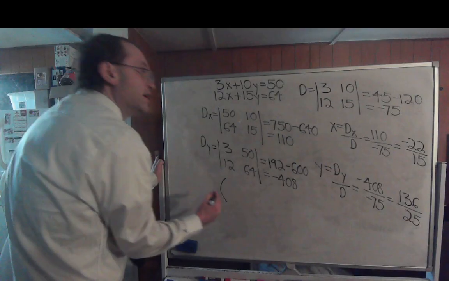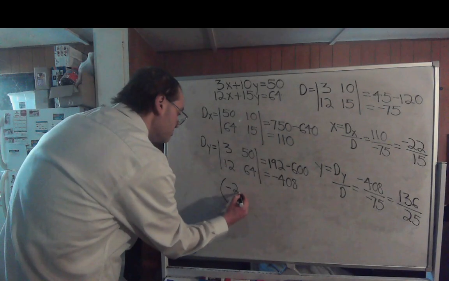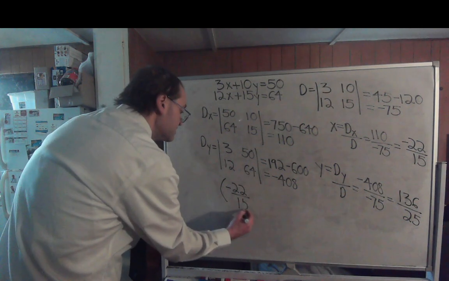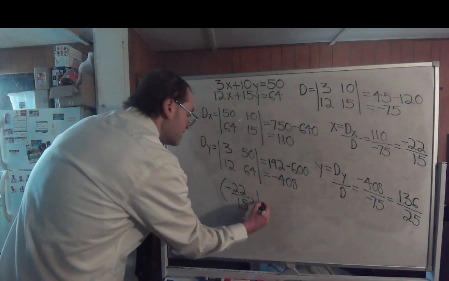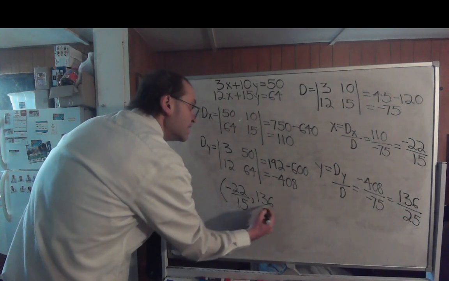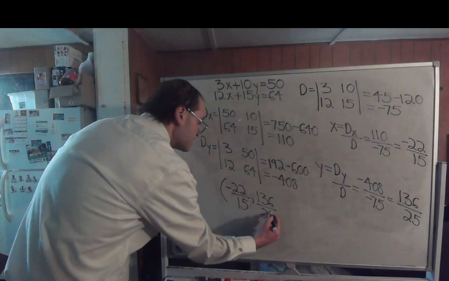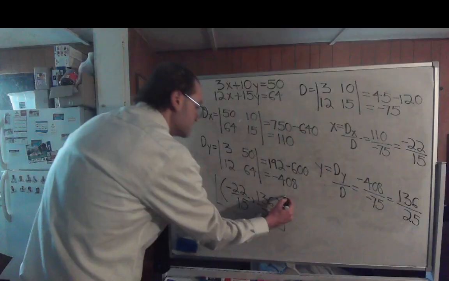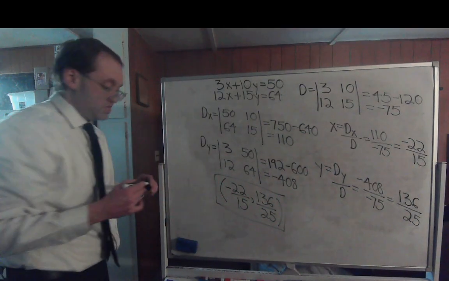So the ordered pair that's going to be your solution would be negative 22/15, then 136 25ths. And that would be the ordered pair that's the solution to this system of equations.